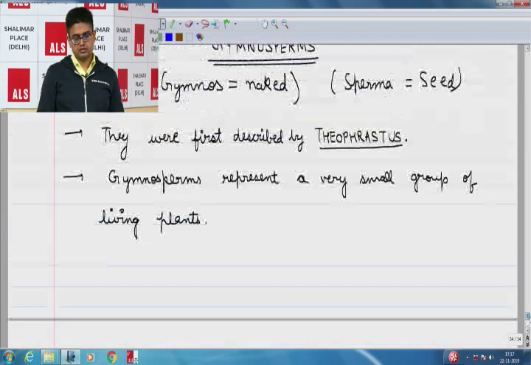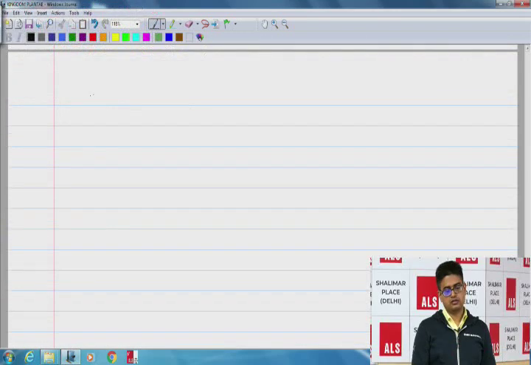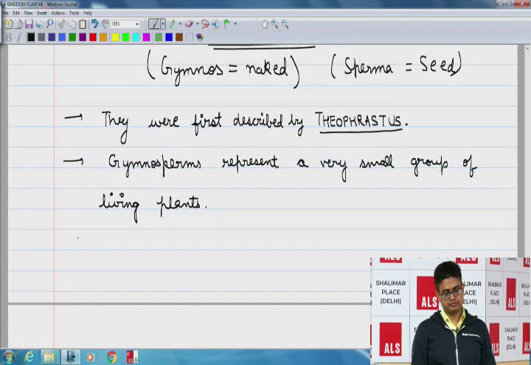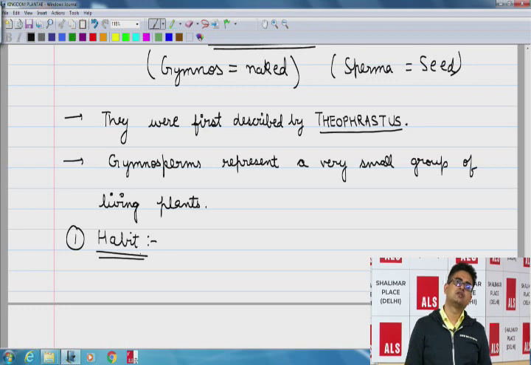Okay, so first put the heading habit, and then we'll talk about their habitat. Habit means what do they look like? Gymnosperms are basically shrubs or trees. There are no herbaceous gymnosperms. They are all woody, and most of them are trees. Only one is a shrub. It is called ephedra.